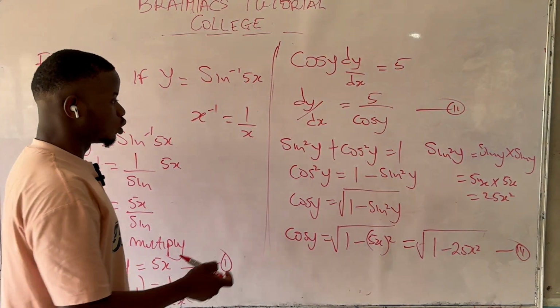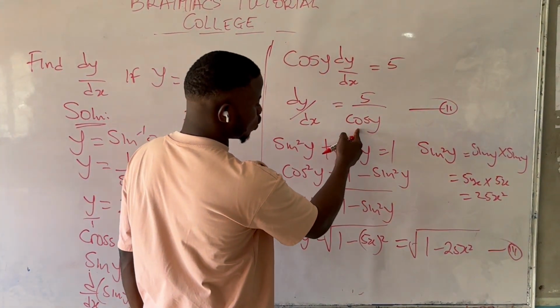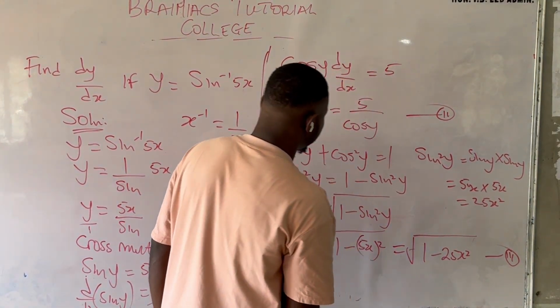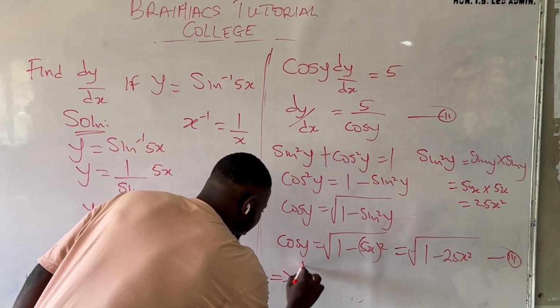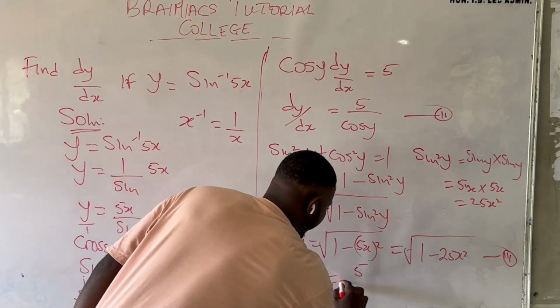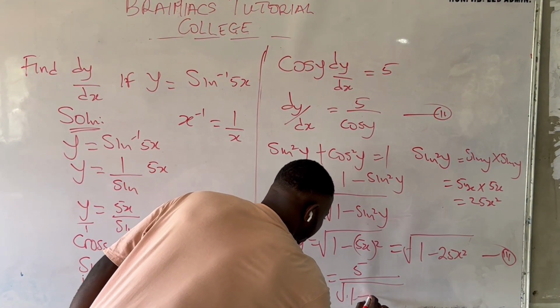So now we go back to equation 2. Instead of writing cos y, take note from equation 3, cos y is equal to the square root of 1 minus 25x squared. So this implies that dy over dx is equal to 5 over the square root of 1 minus 25x squared.